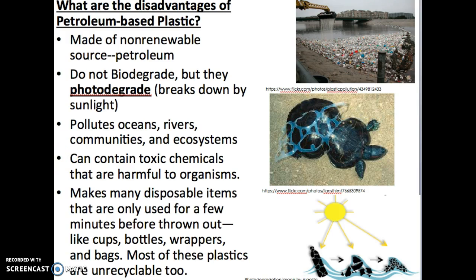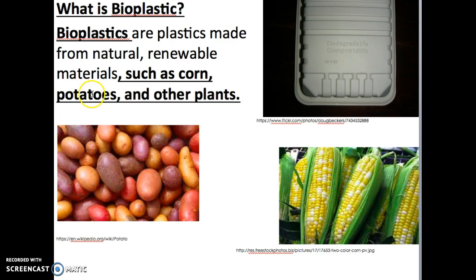So now let's look at some alternatives. One alternative is bioplastic. Bioplastic is a type of plastic that's made from natural renewable materials, like corn, potatoes, and other plants. Its base is a starch, so any plant actually produces this molecule called a starch, and they use that starch to make new kinds of plastics like you see in this picture.